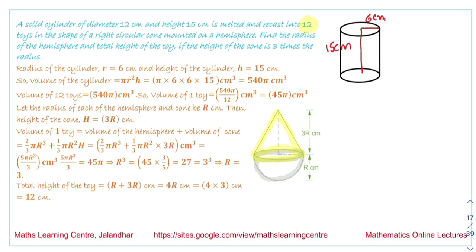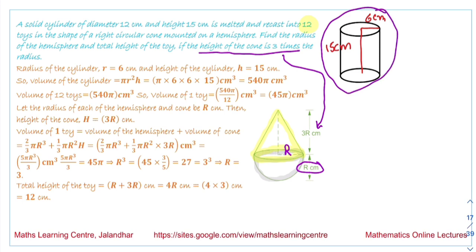We have to find the radius of the hemisphere and the total height of the toy if the height of the cone is 3 times the radius. So if the radius of this cone is r, it means the radius of this hemisphere is r, then it is given that the height of the cone is 3 times. So the height of the cone is 3r. So we are saying this cylinder is melted in the form of 12 such toys.